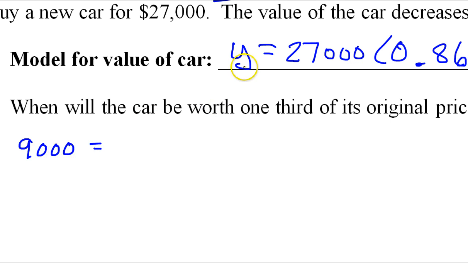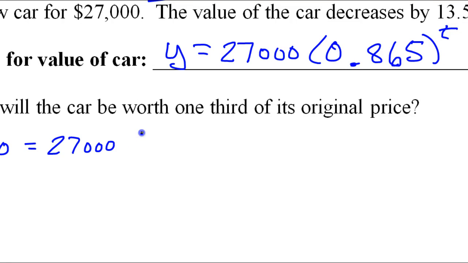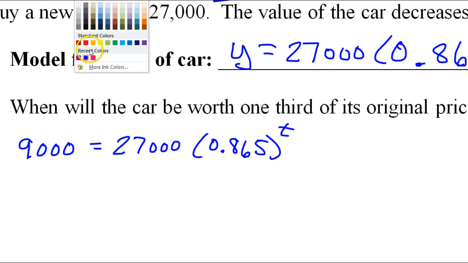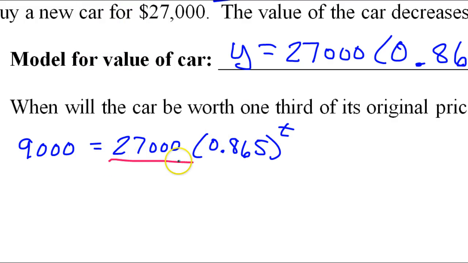if this value is 9,000, then we have 9,000 is equal to 27,000 times 0.865 to the t power. So the when is this time, and we're just solving for it. So your first move should be to divide both sides of the equation by 27,000.